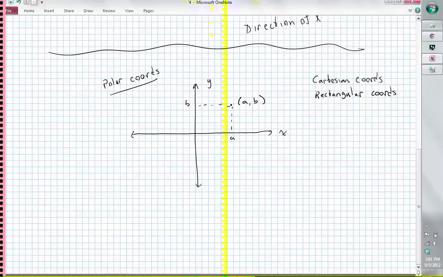And so the polar coordinate system, you may remember, chooses different numbers to describe the location of the point. The numbers that they choose are r and theta. So r is the distance from the origin. Theta is the angle around the origin.